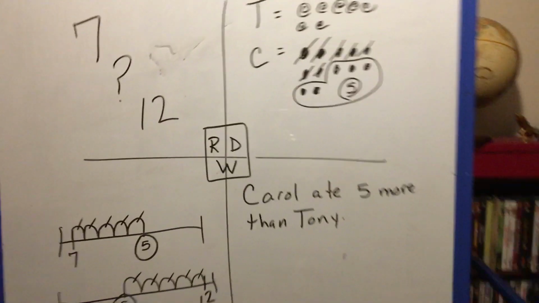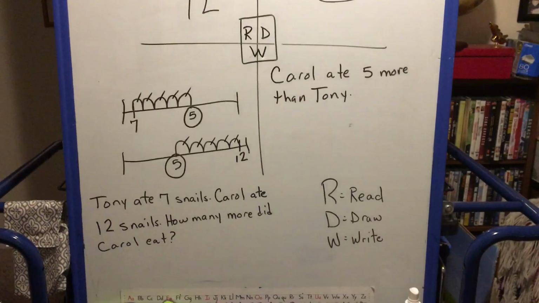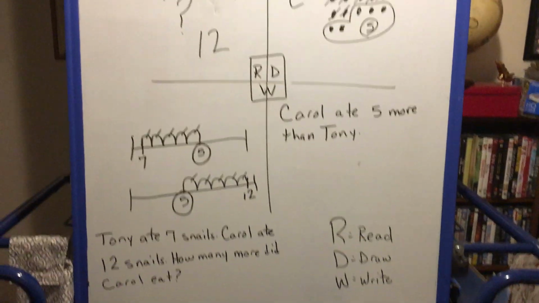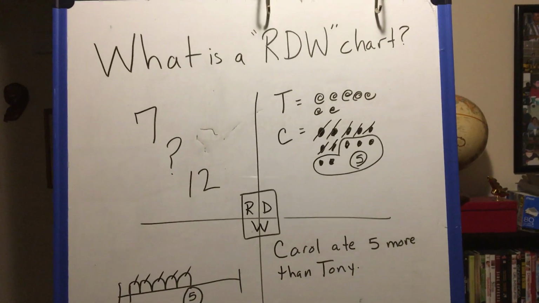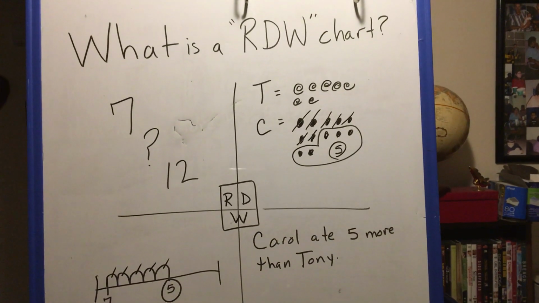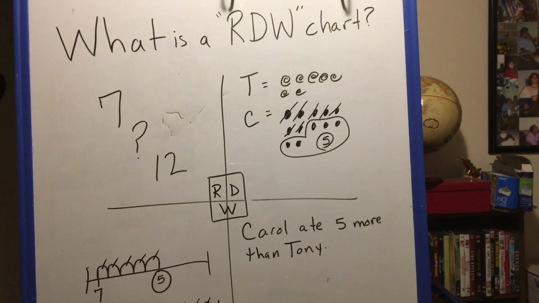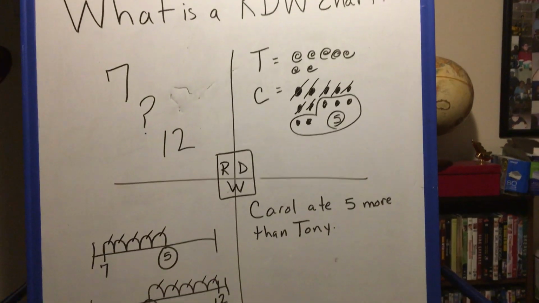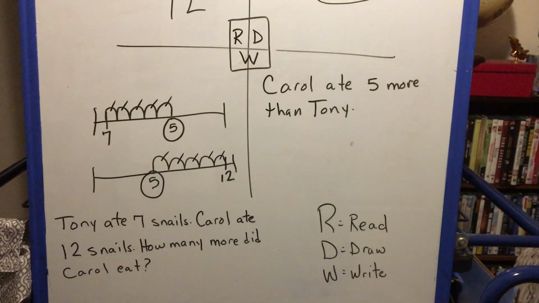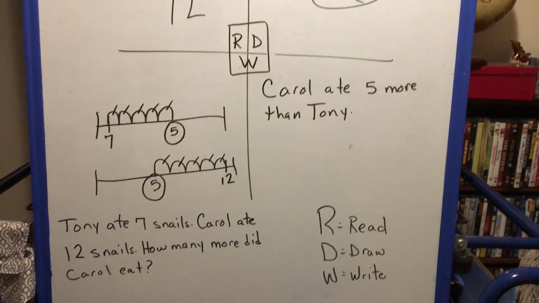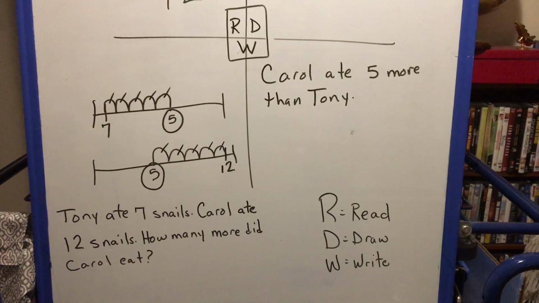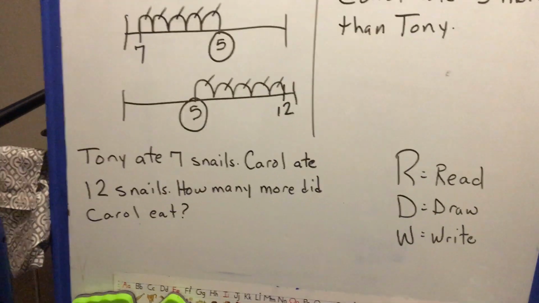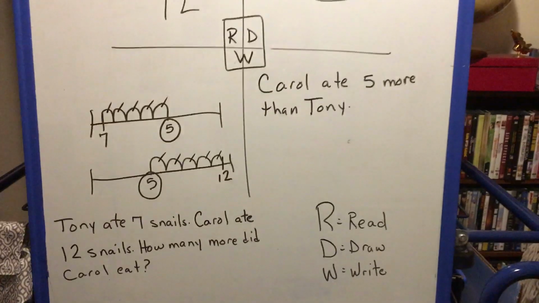So you have many different options to use. For an RDW chart, you can just organize your thoughts. That's the whole point of it. Some people might just automatically see the 2 numbers and just add them, but that's not what they asked. So when we organize our thoughts, we can figure out what it is the question really wants. All right? Be sure and use that when you have word problems.